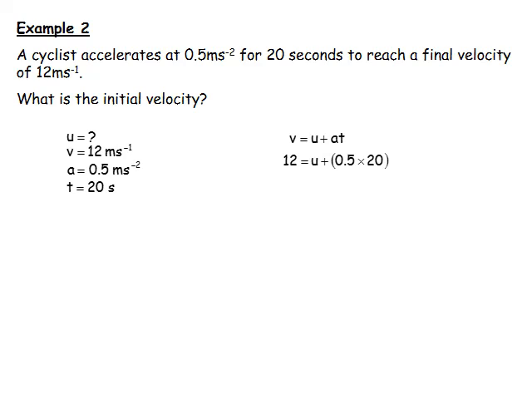V equals U plus AT again. Substitute in our numbers. Take care with the brackets. Make sure you put a bracket around A times T. Otherwise what you'll find is your rearranging will start to go wrong at some point. And that gives us U of 2 meters per second.